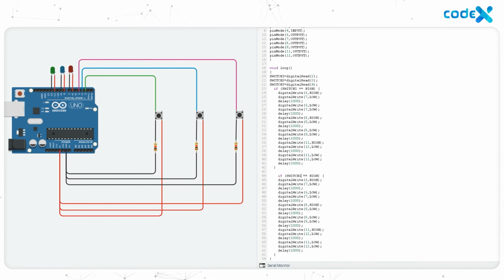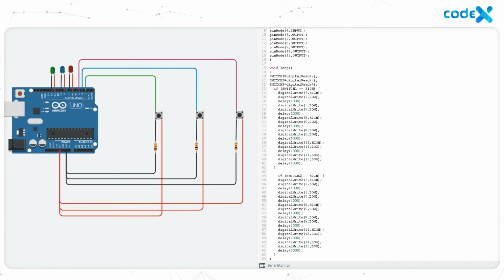Condition 2. If switch 2 is pressed, the red LED should turn on, the blue LED should turn on, then the green LED should turn on. And then all these LEDs should turn off one by one. First green, then blue, finally red. Let's change switch 1 to switch 2.